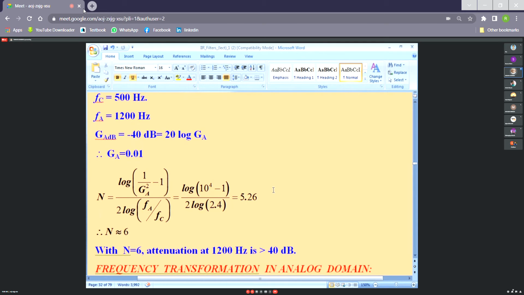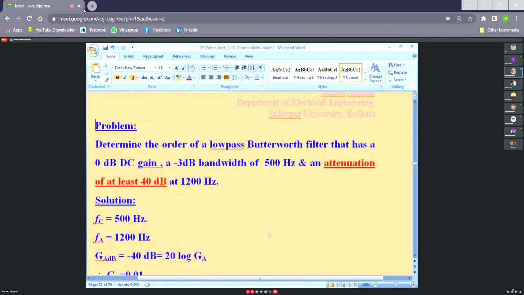But if instead of 6 you consider it as 5, the attenuation at that frequency 1200 Hz will be less than 40 dB. So your requirement is not fulfilled. Therefore, you have to consider n as 6. With n equal to 6, the attenuation at 1200 Hz is greater than 40 dB. Write down this.